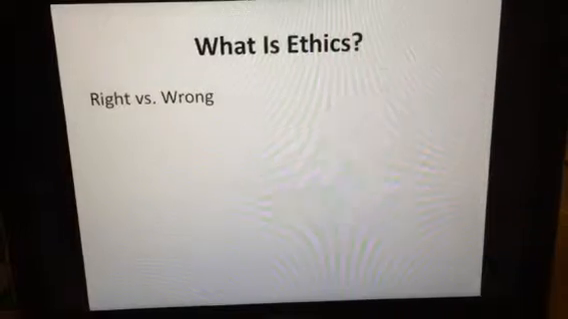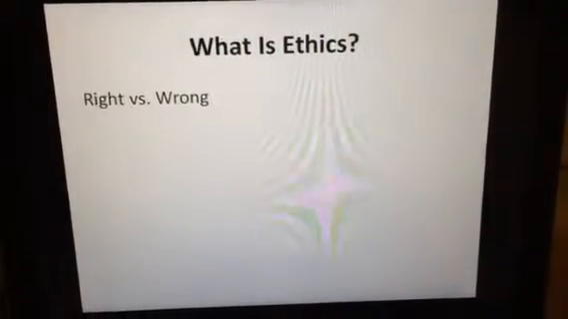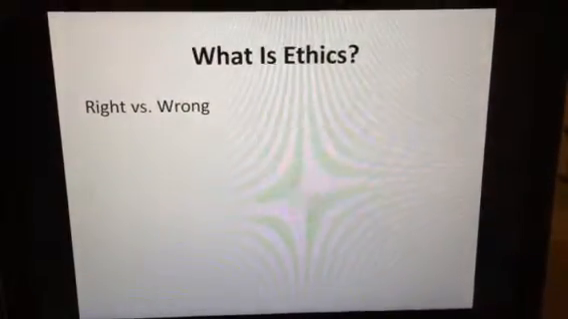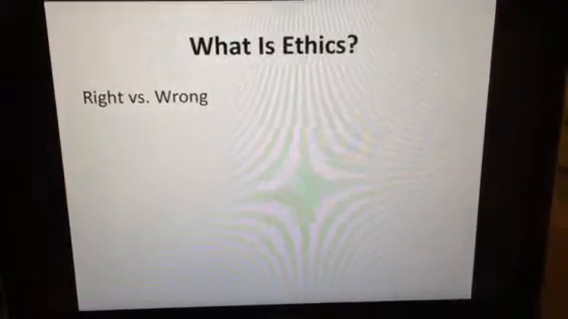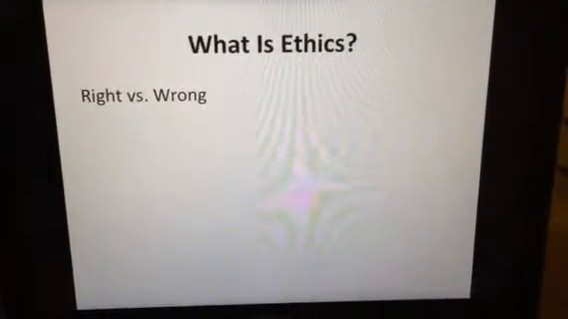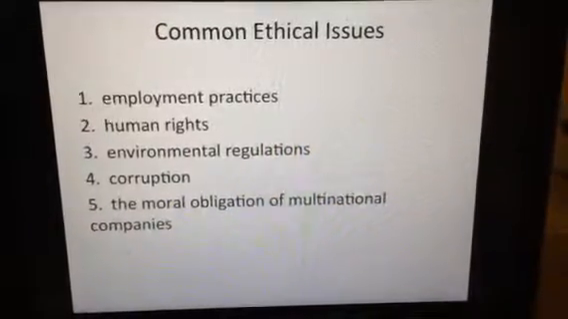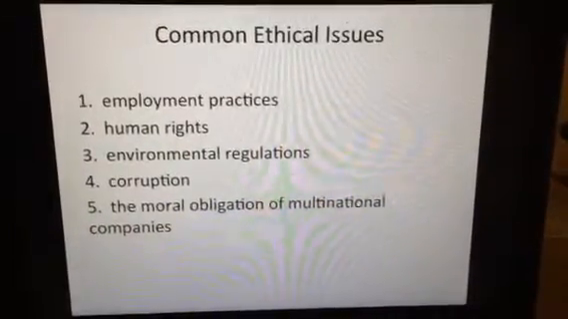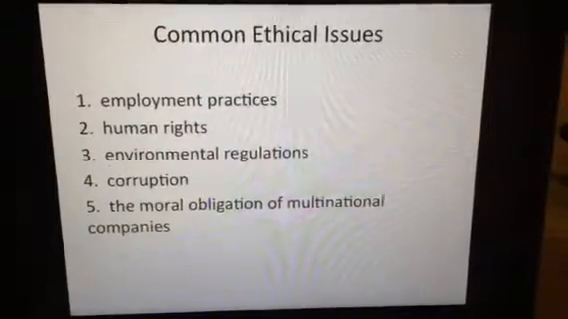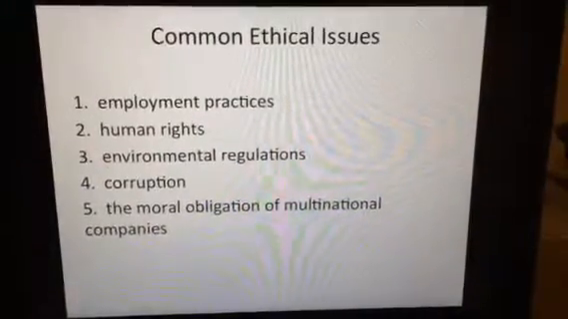Ethical issues and dilemmas in international business are rooted in the differences among political systems, law, economic development, and culture from nation to nation. The most common ethical issues in international business involve employment practices, human rights, environmental regulations, corruption, and the moral obligation of multinational corporations.